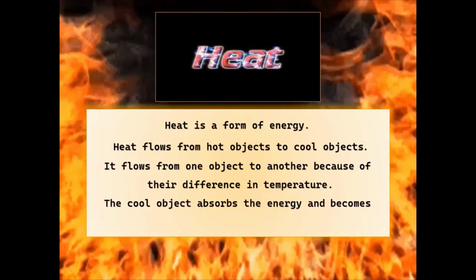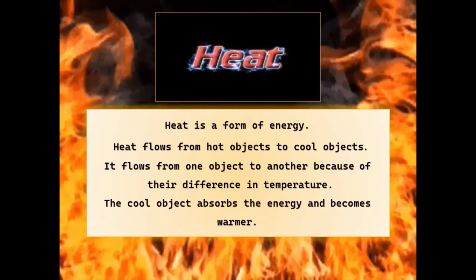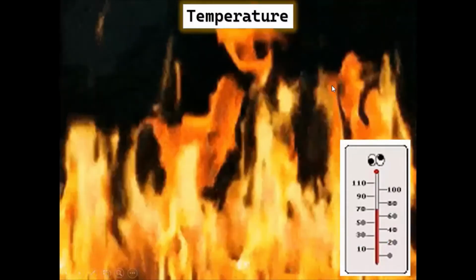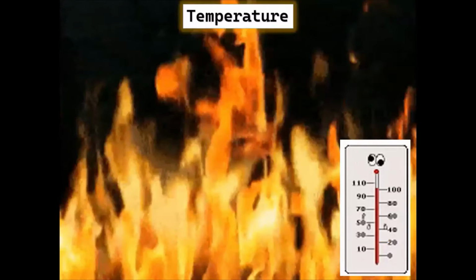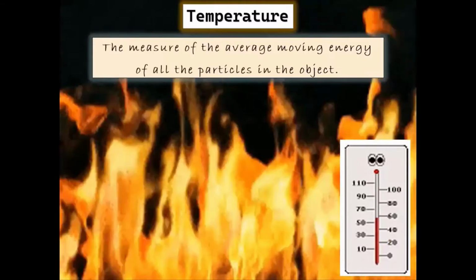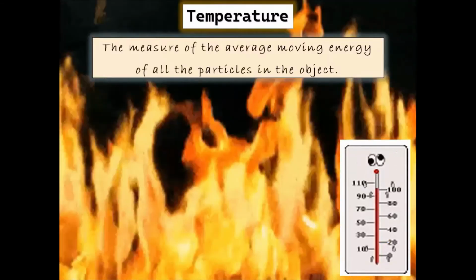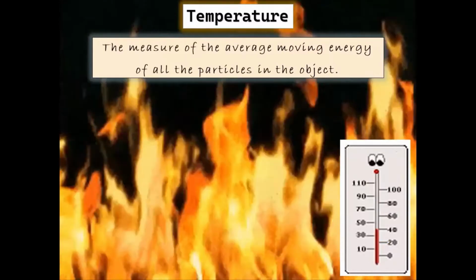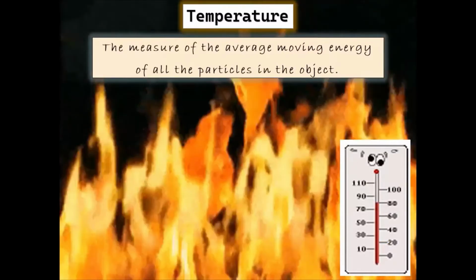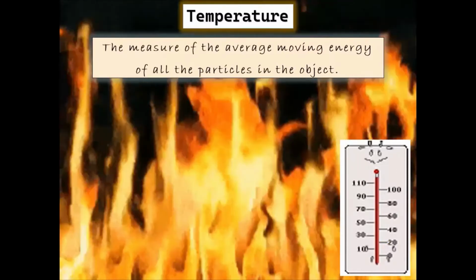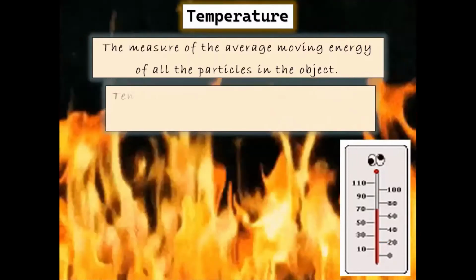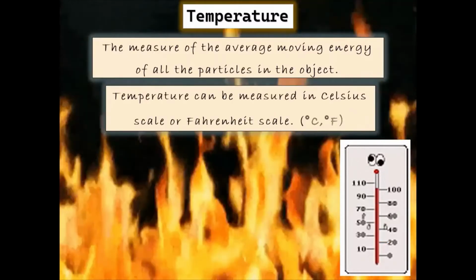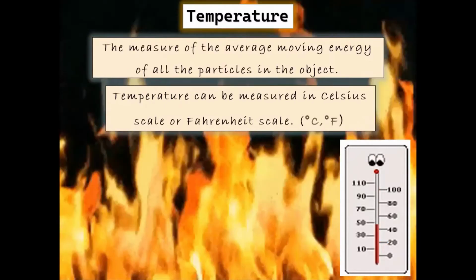The cool object absorbs the energy and becomes warmer. Students, temperature and heat are two different things. Temperature is the measurement of the average moving energy of all the particles in the object, whether the particles are in solid form, liquid form, or gaseous form. It can be calculated in the Celsius scale or the Fahrenheit scale.